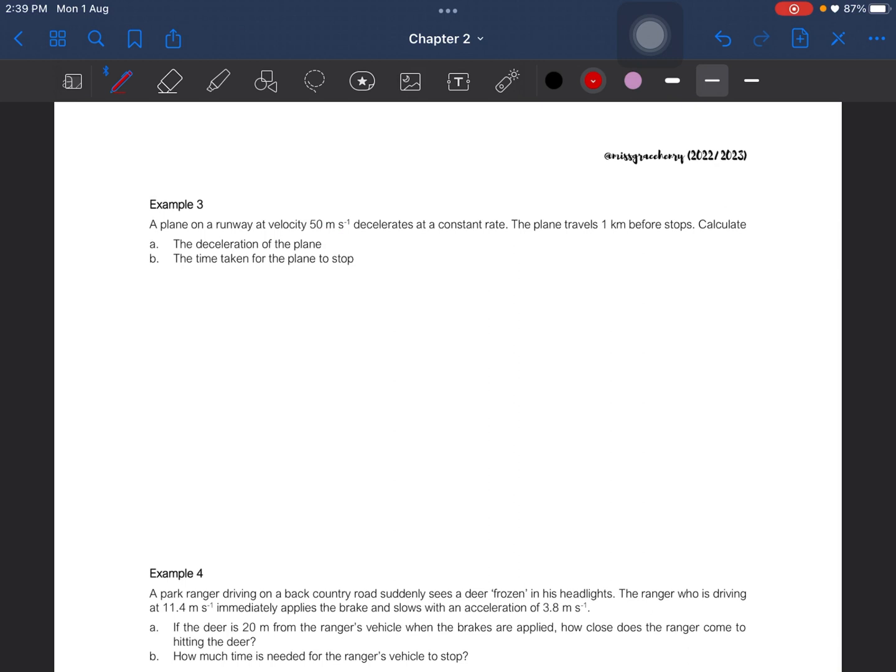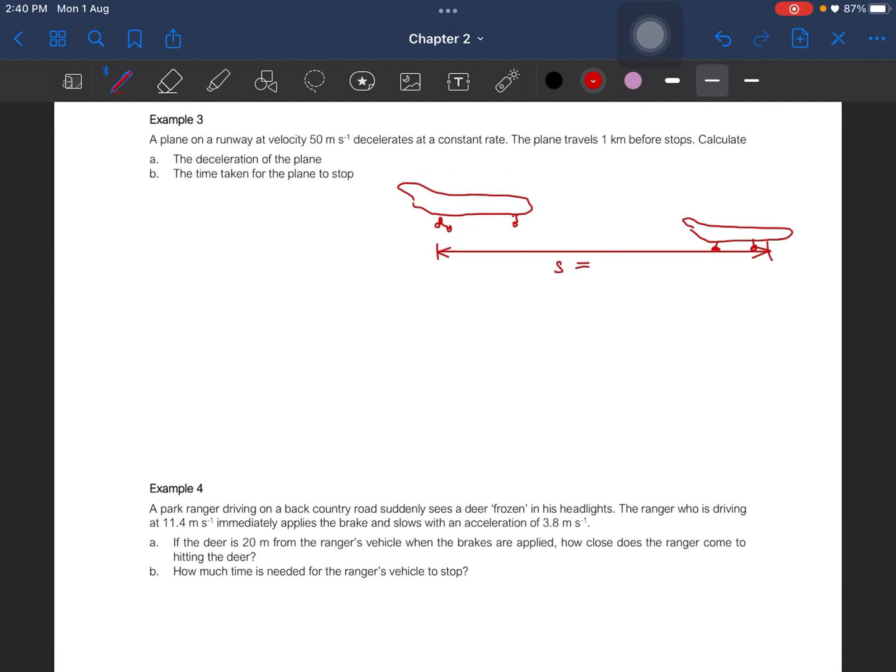Let me try to draw an aeroplane. So this is the aeroplane. The plane travels 1 kilometer before it stops, so we can say that this is the 1 kilometer, and then the plane will stop. The displacement is 1 kilometer, which is 1000 meters. The initial velocity is 50 meters per second, and it will then stop, so the final velocity is equal to 0. We have to find the deceleration.